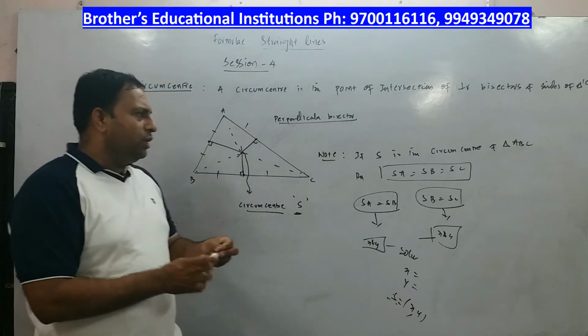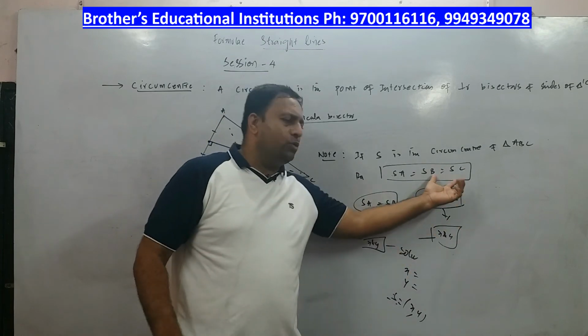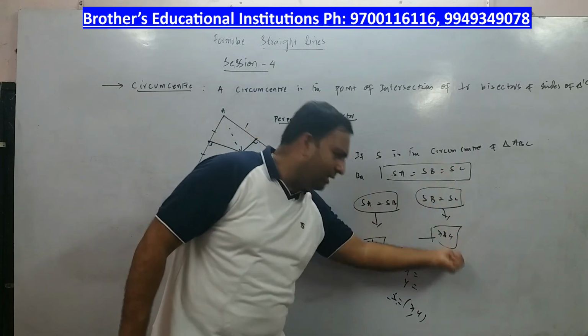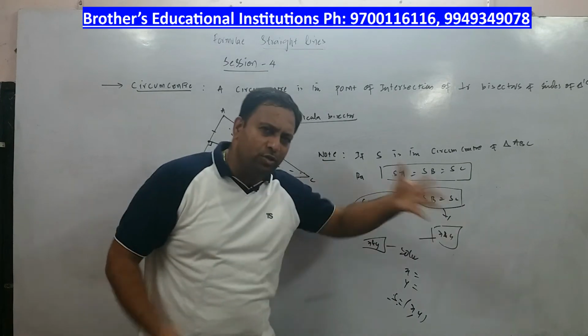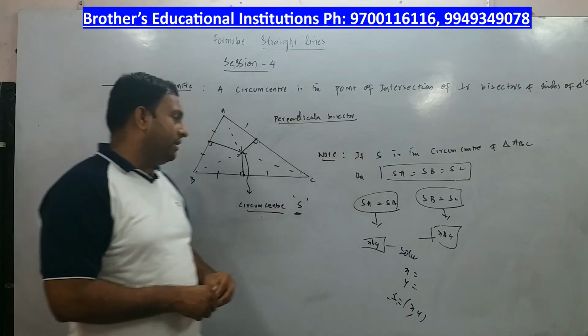Let me repeat: you use the first condition SA equal to SB, and you get an equation in terms of x and y. Use the second condition SB equal to SC, and you get another equation in terms of x and y. Those two equations you solve, and what you get is the circumcenter. So that is one easier method of finding a circumcenter.